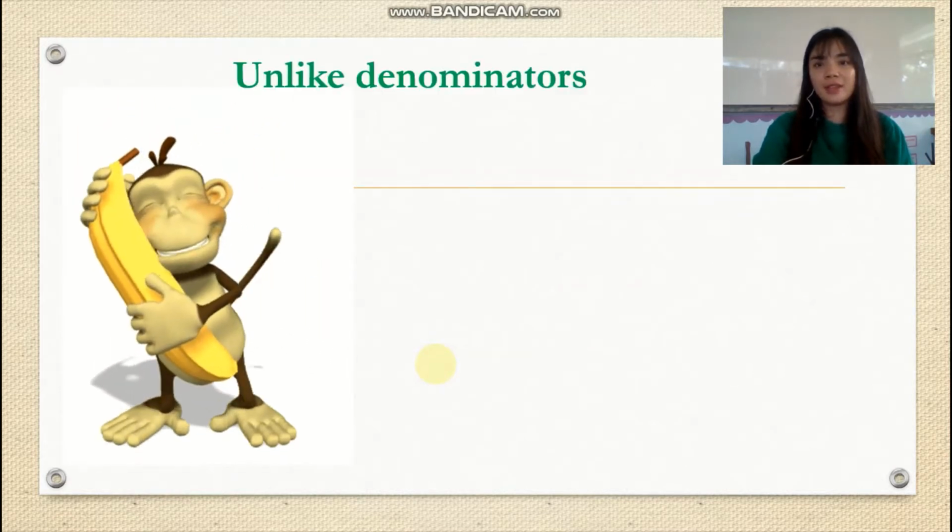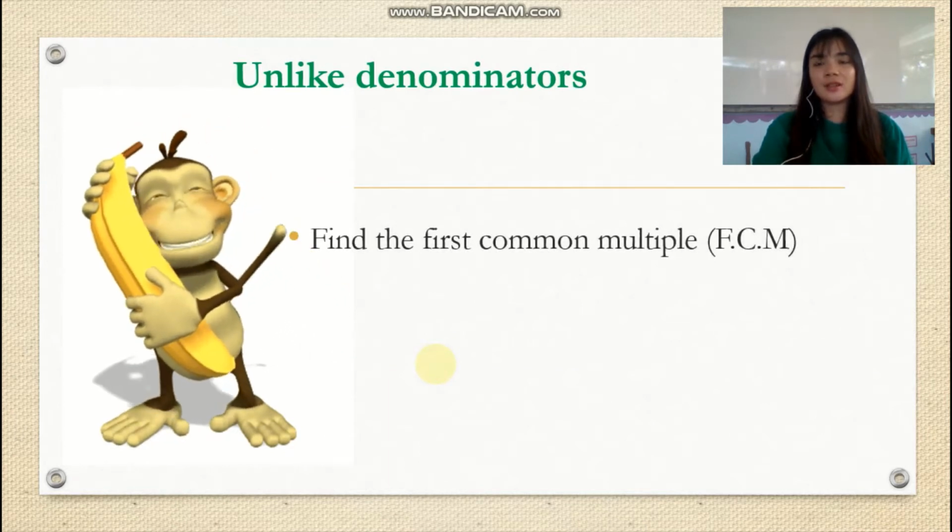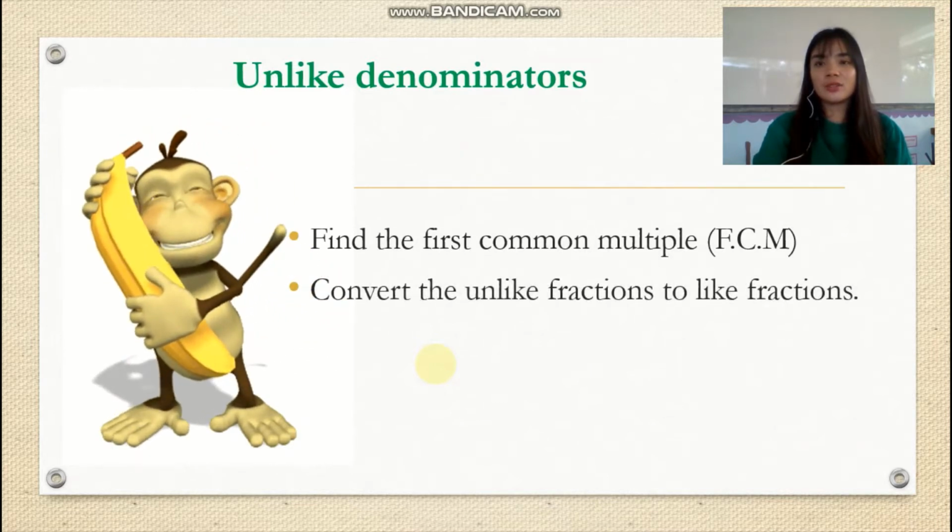What if we have unlike denominators? What are we going to do? So we need to find first the common multiple of these denominators. Second, we need to convert the unlike fractions to like fractions. Then we can add the fractions.